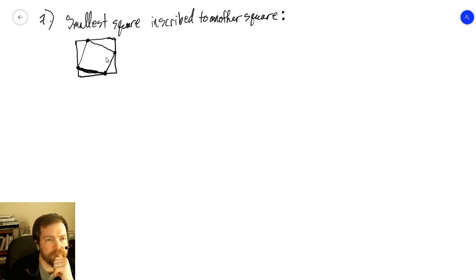All right, so if you have side length A, whatever it's going to be, then you want to know, this is the X that we want. What's the smallest square we can make? So the side length is going to be X.